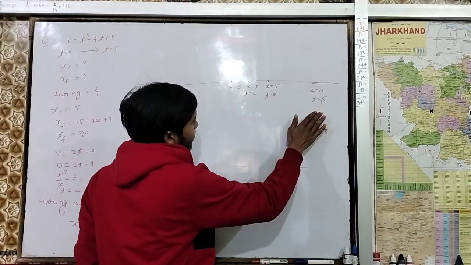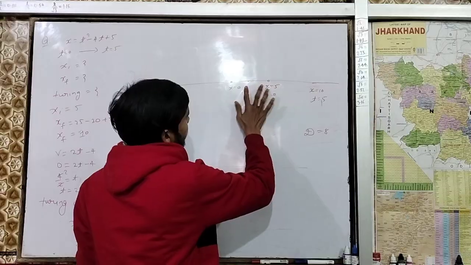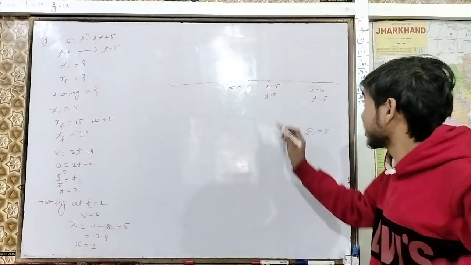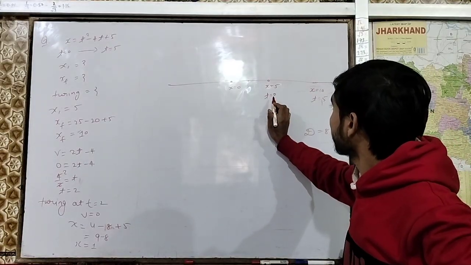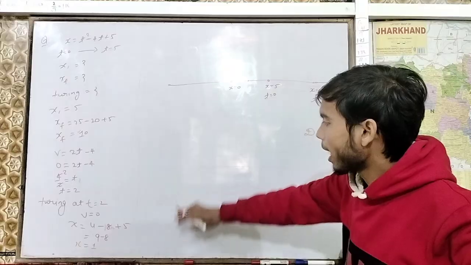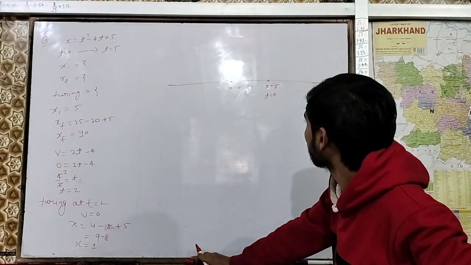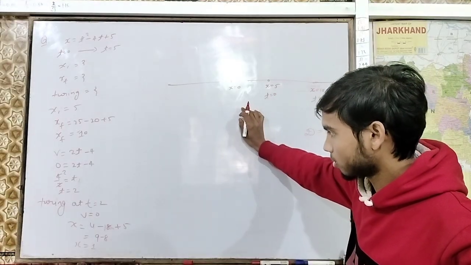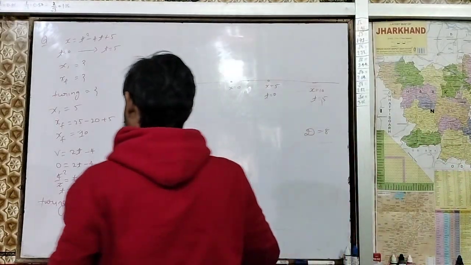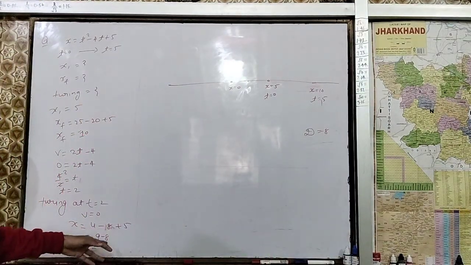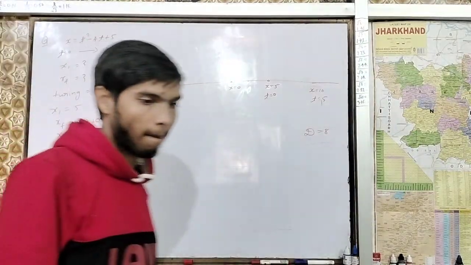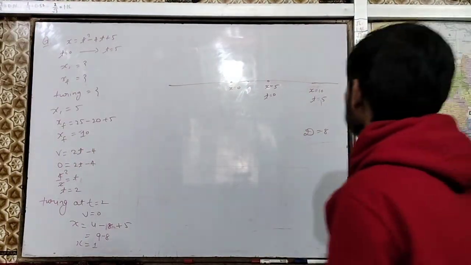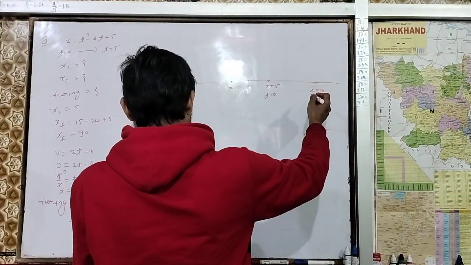T is 0 over here. And now T is equal to 2. X is becoming 1. 2 to the 4 minus 4 to z plus 5. Am I correct? So t is equal to 0, x is 5, and x is equal to 1.